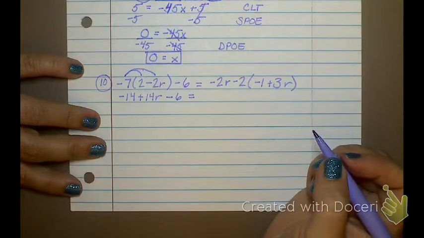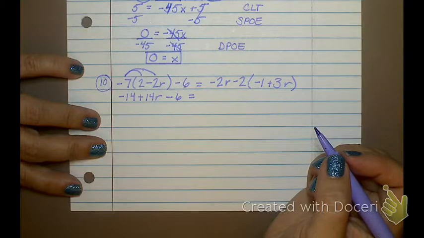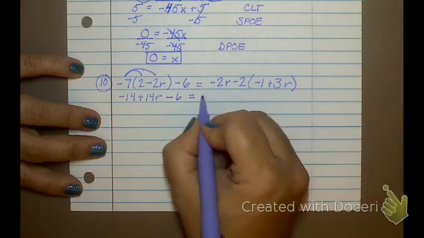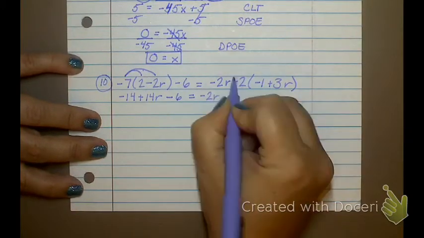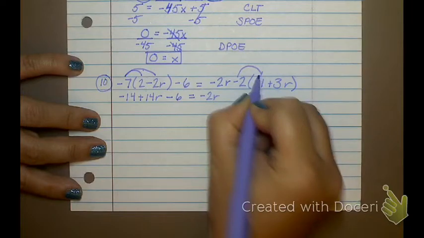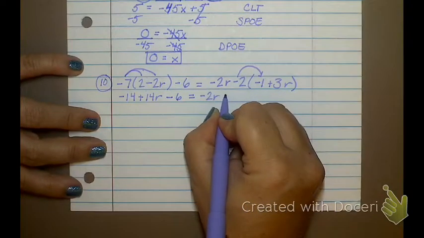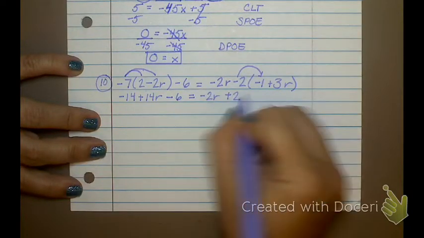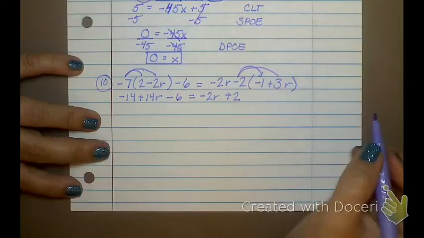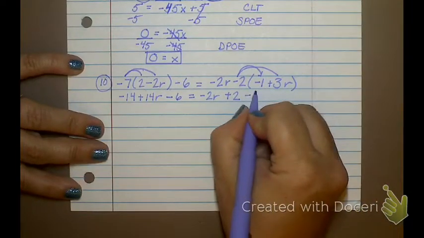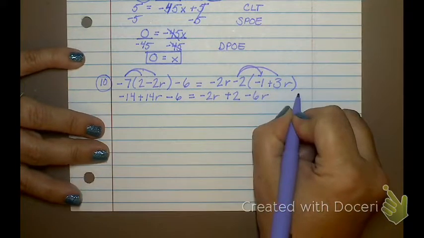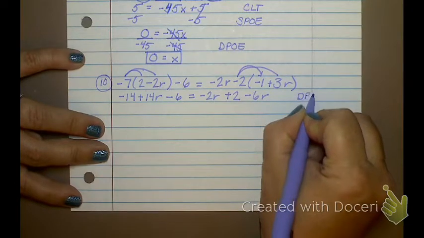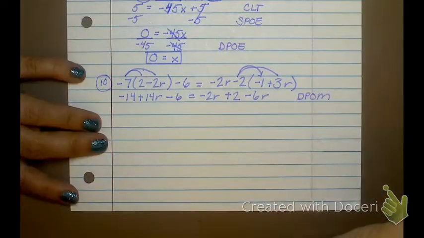What am I distributing over here? Anybody? Just the negative 2. The negative 2r we're not touching yet. Just the number directly in front. What's negative 2 times negative 1? Positive 2. And negative 2 times 3r? Negative 6r. So this was the distributive property of multiplication.